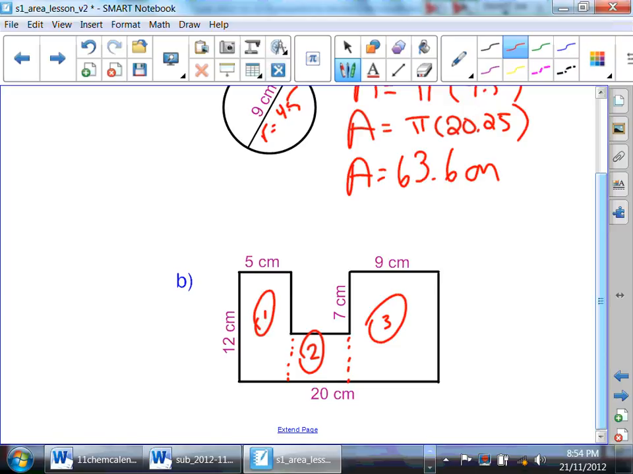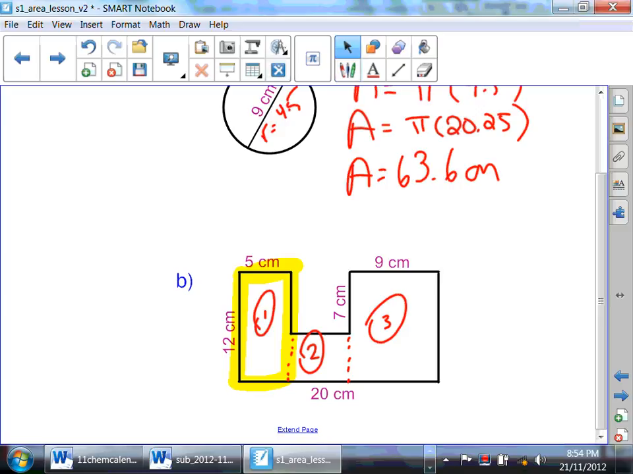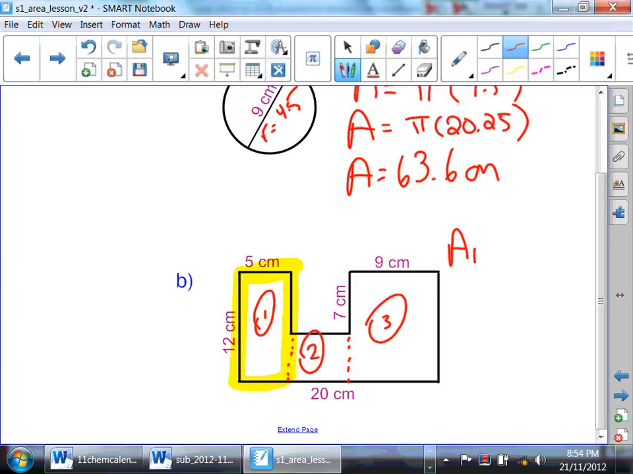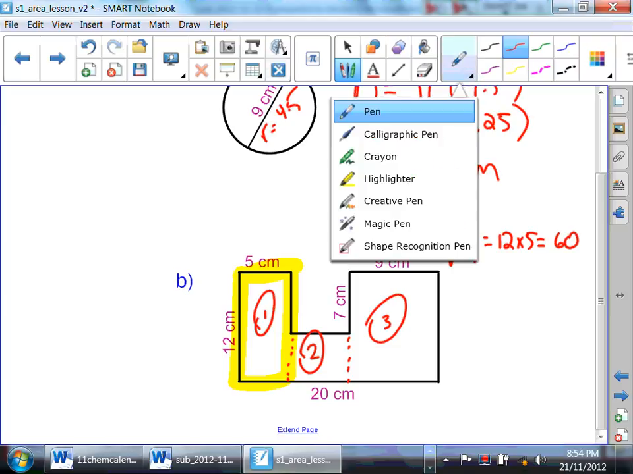Okay? So focusing on this first rectangle first, it's 12 centimeters by 5 centimeters. So 12 centimeters by 5 centimeters. So the area of rectangle 1 is going to be 12 times 5, which is 60. Okay?